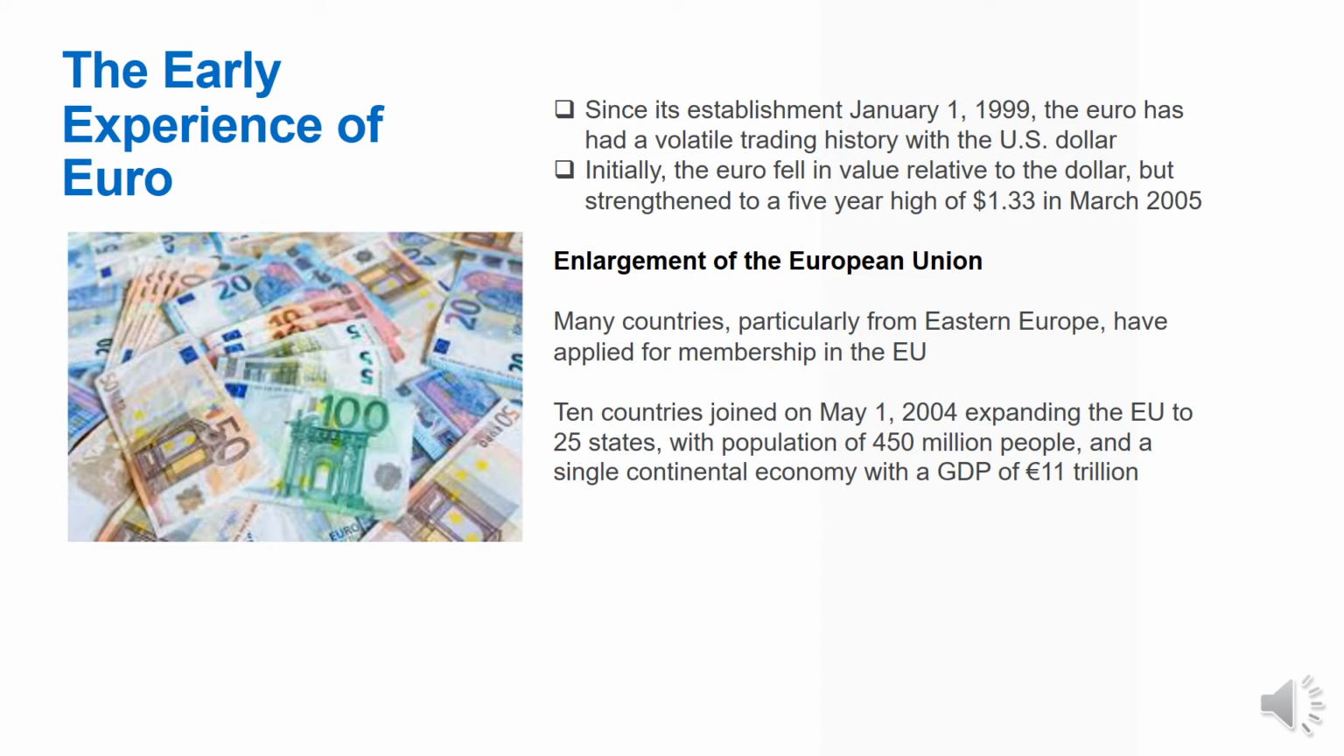The early experience of the euro. Since its establishment on January 1st, 1999, the euro has had a volatile trading history with the US dollar. Initially, the euro fell in value relative to the dollar, but strengthened to a 5-year high of 1.33 in March 2002. Enlargement of the European Union. Many countries, particularly from Eastern Europe, have applied for membership in the EU. 10 countries joined on May 1st, 2004, expanding the EU to 25 states with a population of 450 million people, a single continental economy with a GDP of 11 trillion dollars.